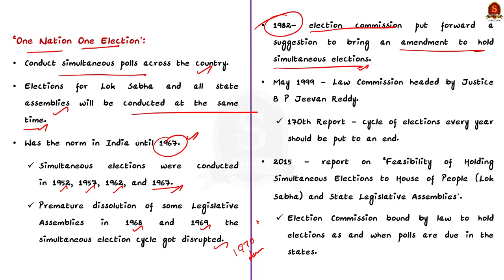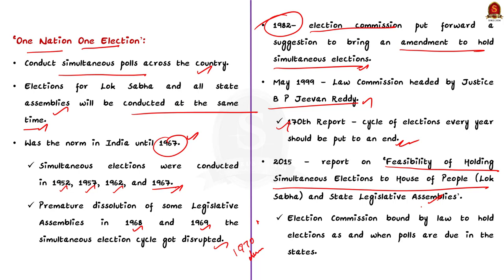Then, in May 1999, the Law Commission headed by Justice B.P. Jeevan Reddy in its own 170th report stated that the cycle of election every year should be put to an end. And holding of a separate election to a Lok Sabha should be an exception rather than the rule. Later, the Standing Committee on Personnel, Public Grievances, Law and Justice submitted its report on feasibility of holding simultaneous elections to houses of people and state legislative assembly in December 2015.